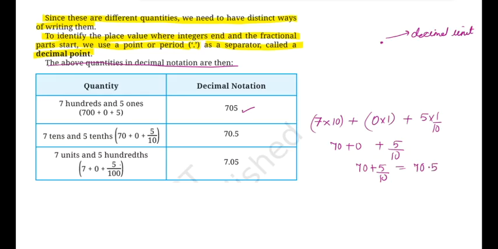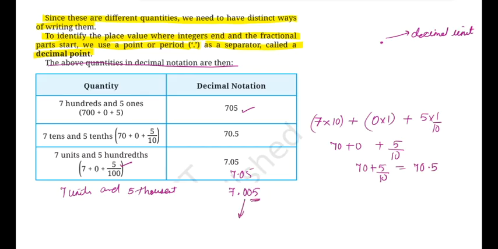Now here, this is 5 hundredths, right? 7 units and 5 hundredths. So the fractional part would be at the hundredth place. So it would be 7.05. If I had to write 7 units and 5 thousandths, how would I write it? Again, I would write 7, then a point, and then 005. So it would be at the thousandth place.